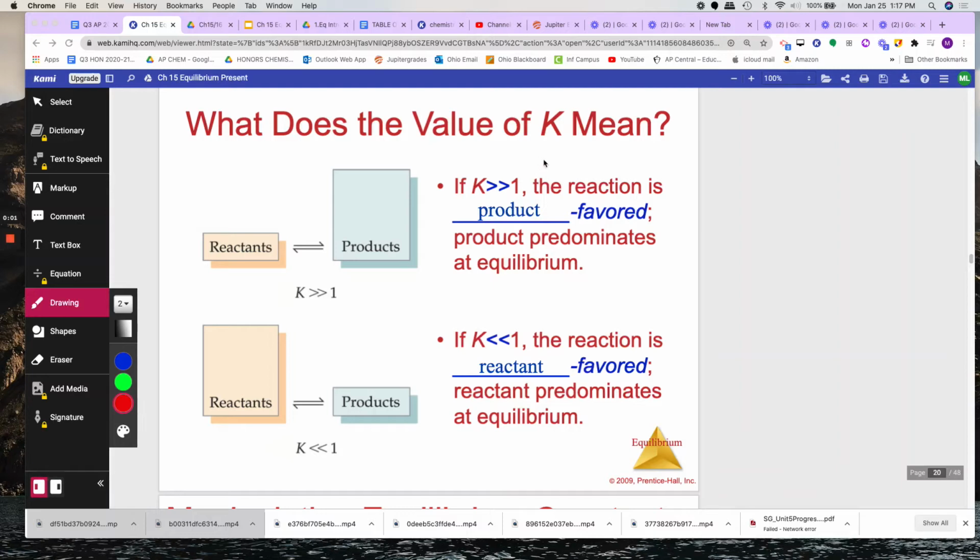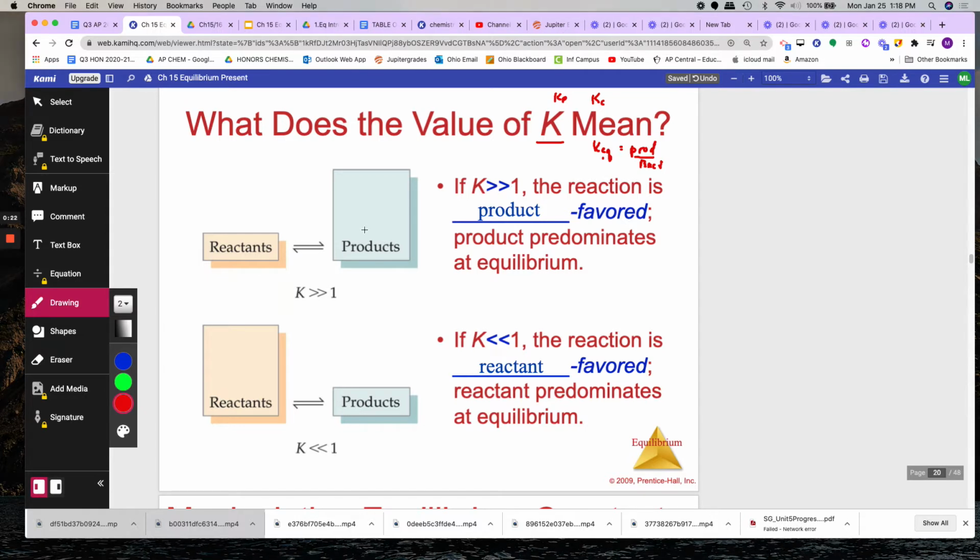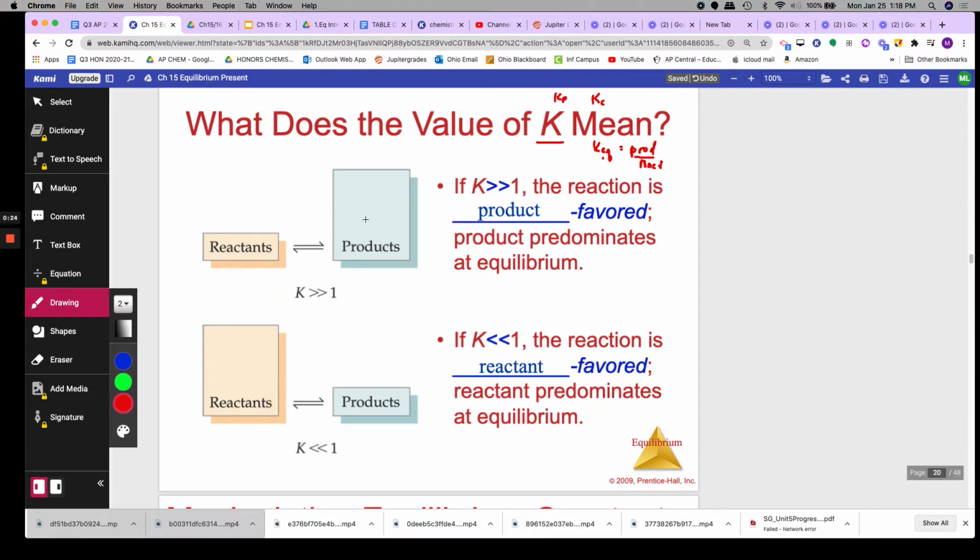So let's try to really understand what K equilibrium means. When I say K, I mean K equilibrium, which is the ratio of products over reactants. K equilibrium, I also mean Kc, I also mean Kp. Those are all the same ratios. Okay, so here, look at this reaction here. Let's say that reactants are going to products.